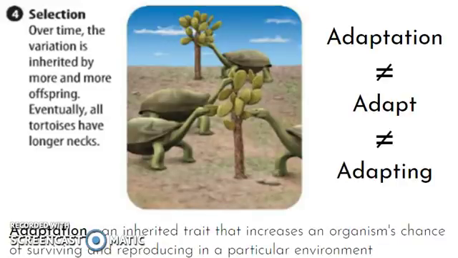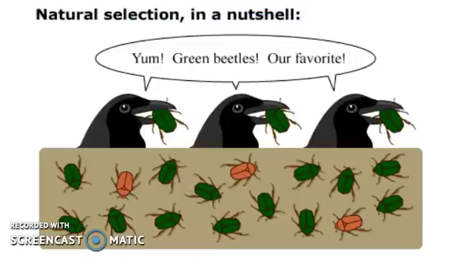Over time, the variation or the variety of trait that gets inherited more is the one that ends up existing in that population. And when that happens, we call it an adaptation. It's an inherited trait that increases an organism's chance of surviving and reproducing. So if I have a trait that is favored, then I'm more likely to survive, and that is an adaptation.